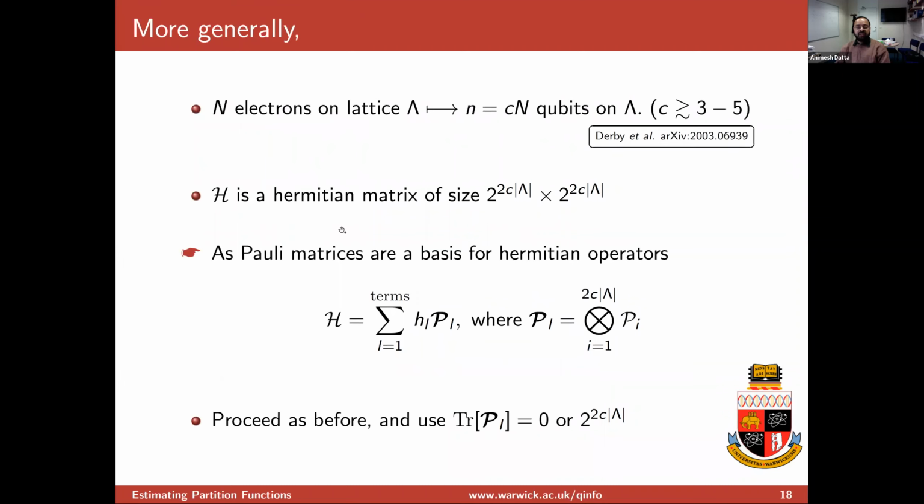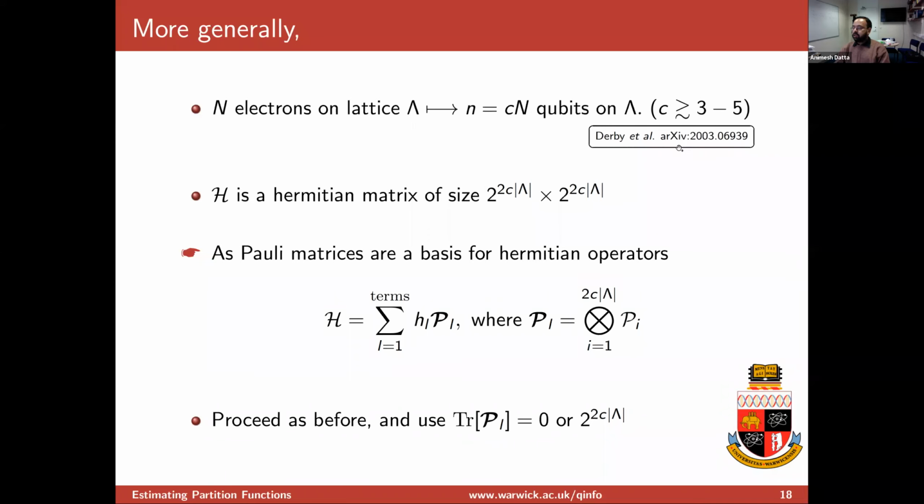Now, what do we do more generally? Well, more generally, we will, as I have said, have n electrons on some lattice. Of course, because electrons are indistinguishable, I need to go to some distinguishable particles, which are typically called qubits in the quantum computing language. And as you know, there will be some overhead in this. So typically, people may be familiar with things like the Jordan-Wigner transform and so on, which actually scale with the size of the problem.